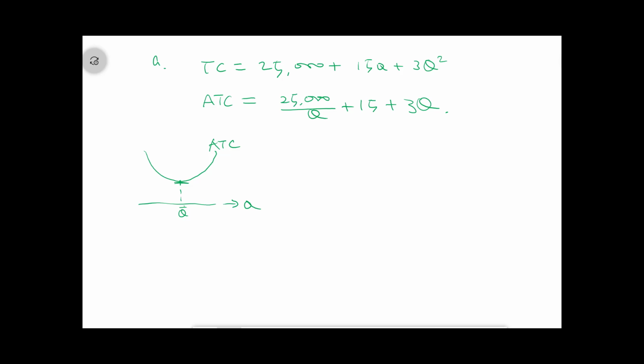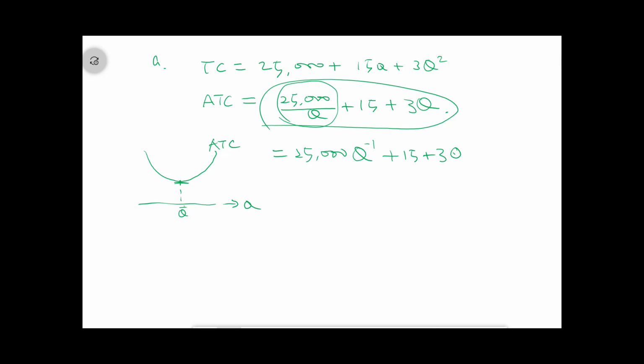So to find the minimum value of this function, we have to use the delta operation, or basic calculus. For example, in this function, especially the first term, it can be rewritten as 25,000 times Q to the power minus 1, since 1 over Q is Q to the power minus 1, plus 150 and plus 3Q. So if you want to apply the delta operation to the average total cost to find where it reaches the minimum, where the slope is 0, right? So this is the slope.